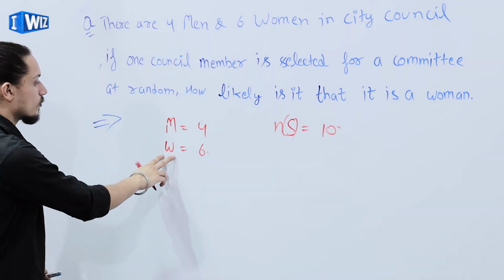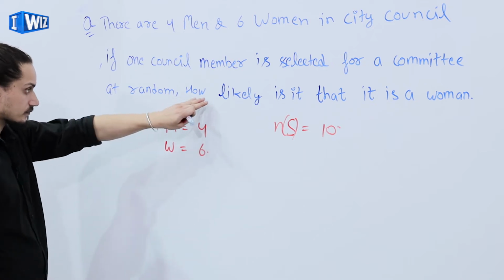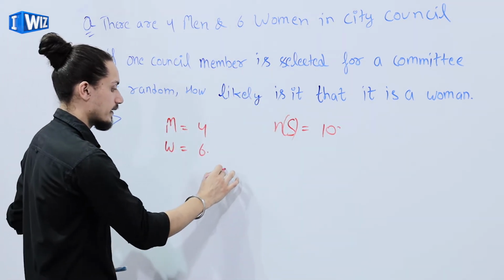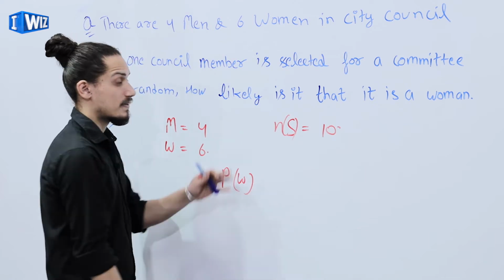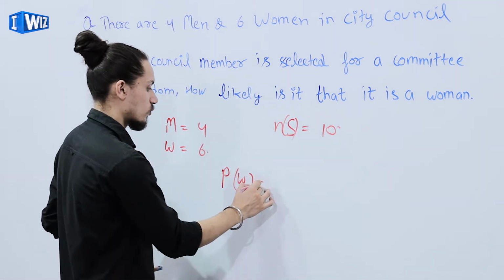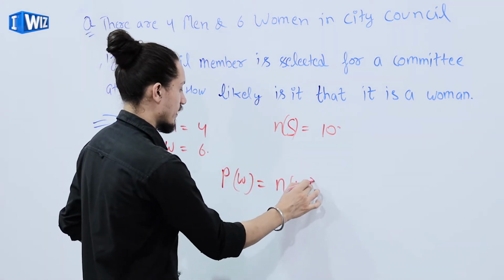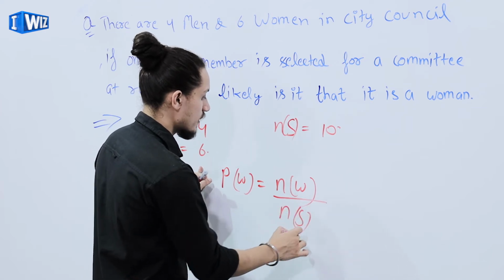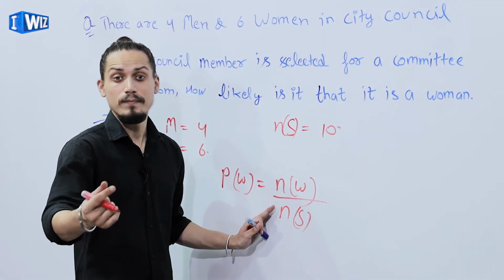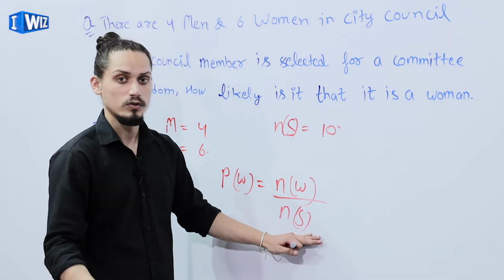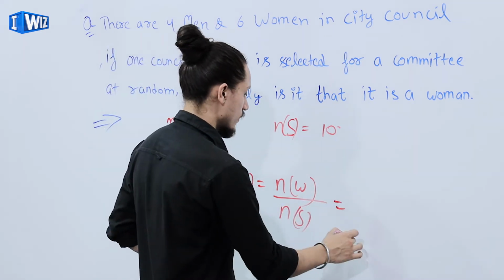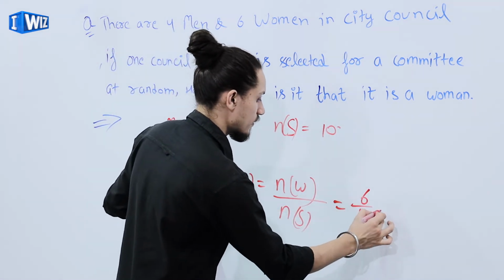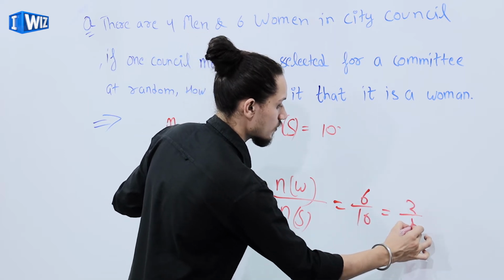अब हमारे पास W is the event that it is a woman. So हमें निकालना है इसकी probability. So probability that the member selected is a woman is equal to number of elements in event W, which is equal to 6, divided by number of elements in sample space. We can also read it as number of favorable cases of W divided by total number of cases. So which is equal to event W के पास कितने elements है? 6 divided by 10, which is equal to 3 upon 5.